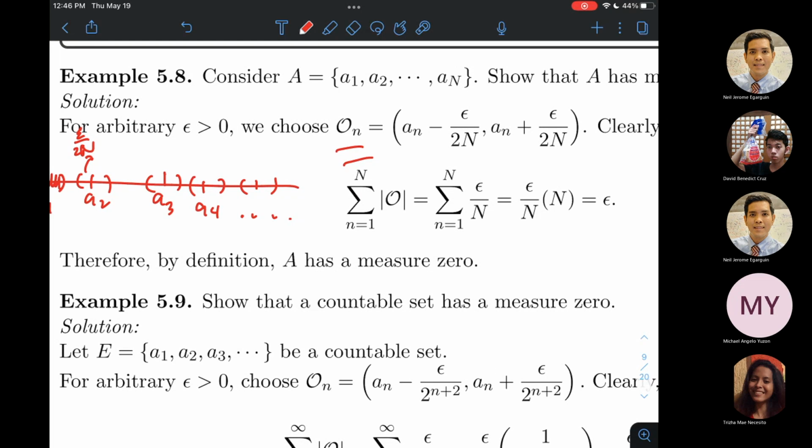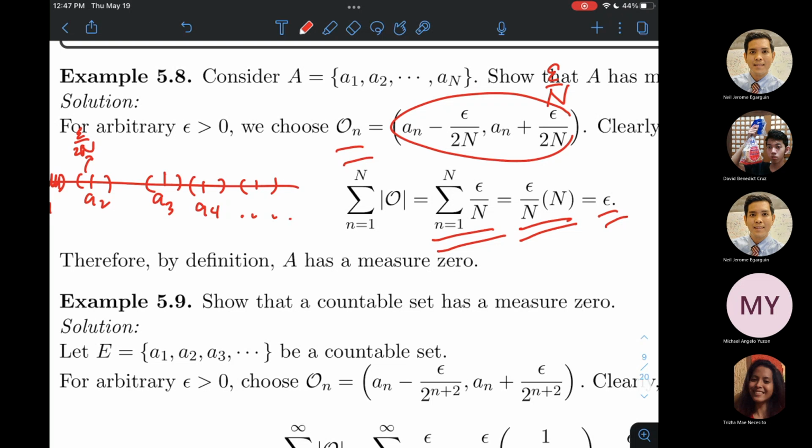Kasi bawat isang element ni set A ay nasa loob ng isa sa mga open intervals na kinonsider natin. Tapos, gaano ba kahaba bawat isang subintervals? Bawat isang open interval, ang haba niya ay epsilon over capital N. Pag sinum ko yung haba ng bawat interval na yun ay magiging epsilon over N times N lamang. So nandun ako sa budget ko na hindi lumampas ng epsilon yung total length nung mga open intervals na kinonsider ko. So that means any finite set has measure 0.